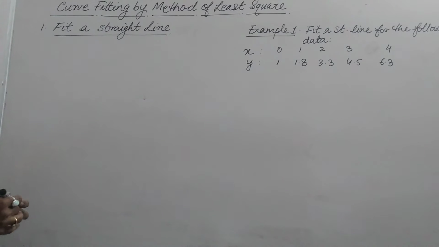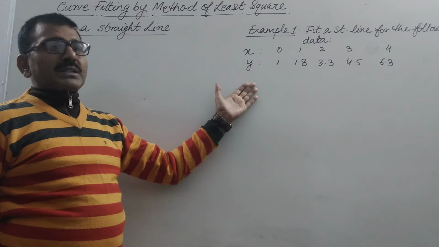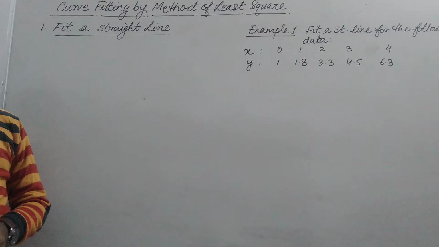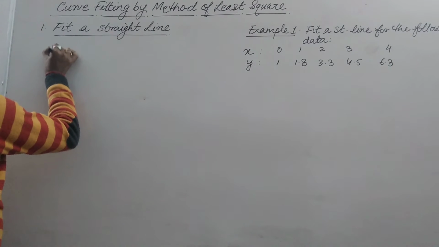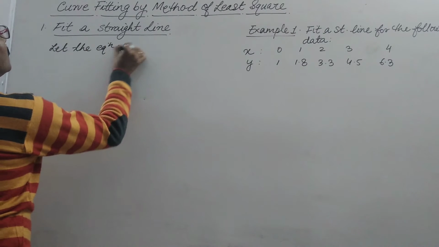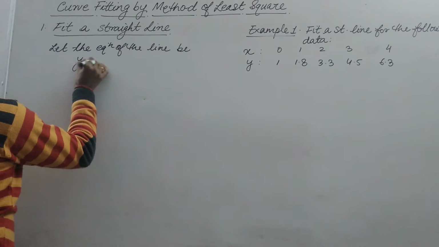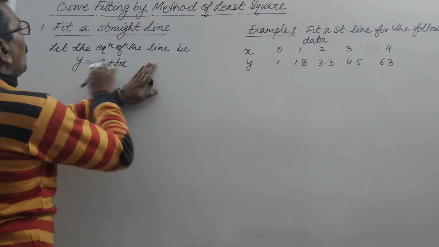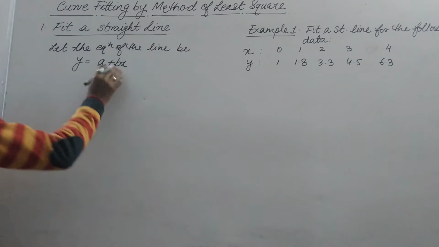For this, you must have some data values, like for some x values you have some y values, and you have to find the equation of a straight line. For this we will assume, let the equation of the line be y is equal to a plus bx, or sometimes you can write y is equal to ax plus b, in any way. So this is your equation of the straight line.